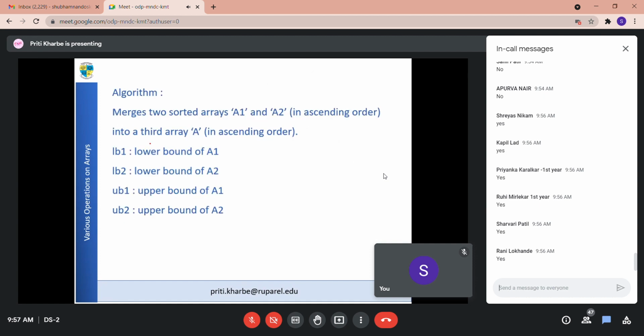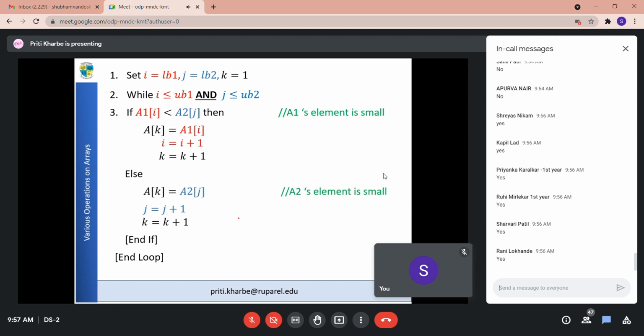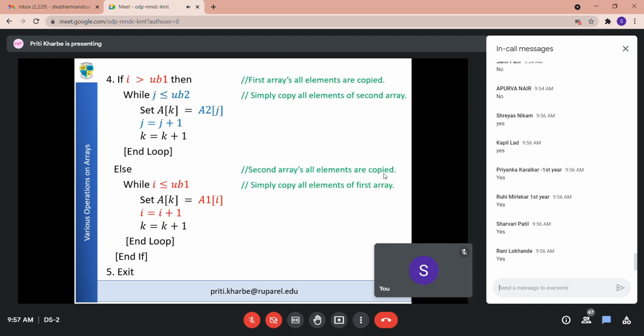Okay. So let us use the terms used in this particular algorithm: LB1, LB2, UB1, UB2, that is lower bounds and upper bounds of A1 and A2. This is the first part where we are copying elements by comparing. And this is the second part which is used for copying remaining elements of the array which is left. Clear with the merging algorithm?